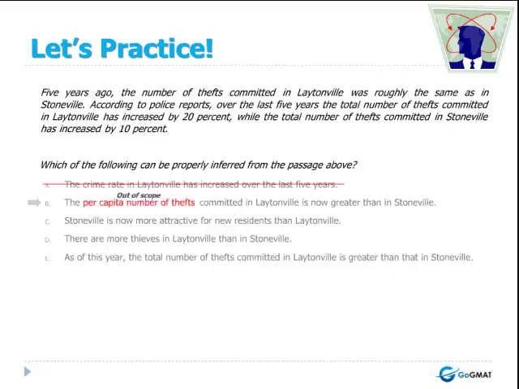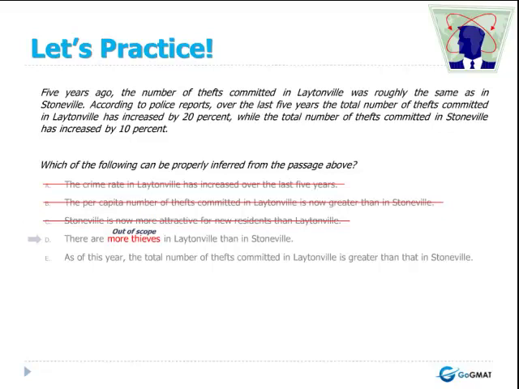Choice B is also out of scope. There is no information about the per capita number of thefts, which also requires population size data that is not included in the argument. Choice C is out of scope. The argument is concerned only with the number of thefts committed, and there is nothing in the argument that would allow us to make inferences about the relative overall attractiveness of the two towns to new residents. That information depends upon much more than frequency or even change in frequency of crime.